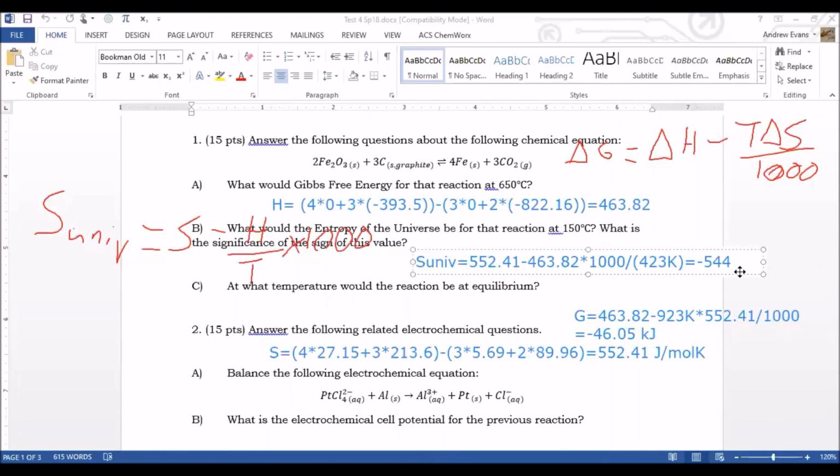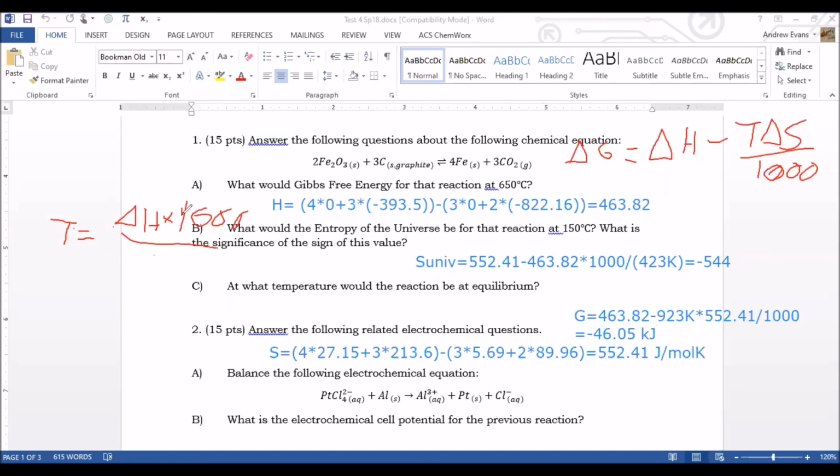So the final question is, what temperature would this reaction be at equilibrium? The last thing is, we're setting delta G equal to 0 and solving this equation. So we get that the final equation is the temperature is equal to delta H times 1,000 divided by delta S.